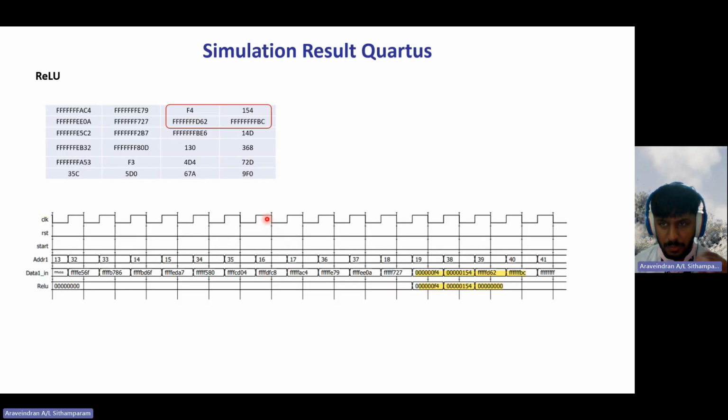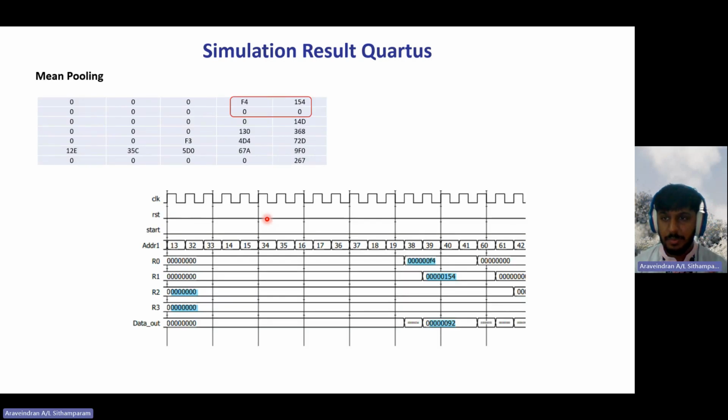The next part is ReLU. So this is the simulation result from Quartus. As I said before, what ReLU does is, if positive it stays, and if negative it becomes 0, as we can see. So here we can verify from Quartus that the output is accurate. And this is the mean pooling. For every 4 sets of data, summarize, then divide by 4. So please do remember this is in hexadecimal, but you can use this value to check with your calculator. You can have the same result.